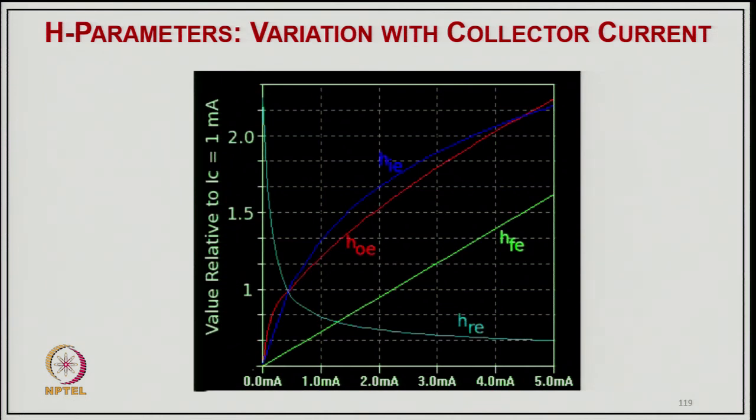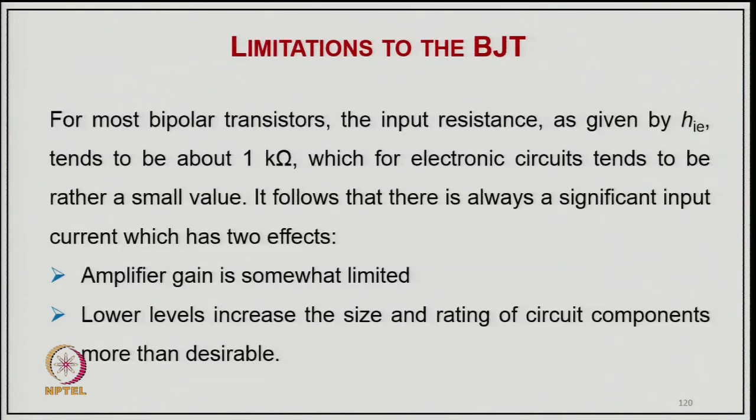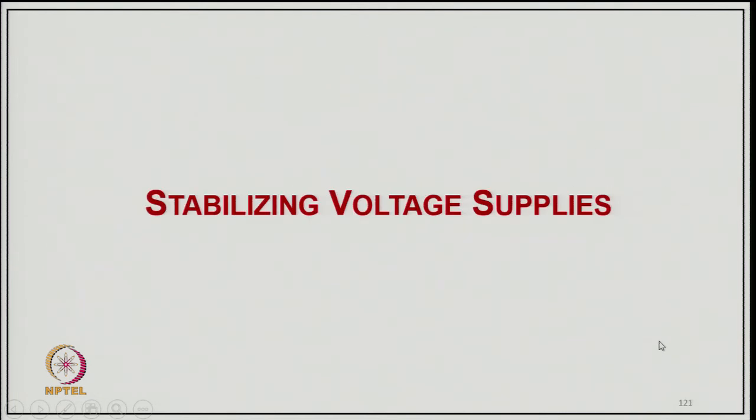So, because of these temperature limitations, these are typically the problems. The limitation is that for most bipolar transistors the input resistance, given as HIE, tends to be about 1 kilo ohm, which for an electronic circuit is a rather small value, and it follows that there is always a significant input current, which has two effects. Amplification is somewhat limited, and lower levels increase the size and rating of the circuit components more than desirable.